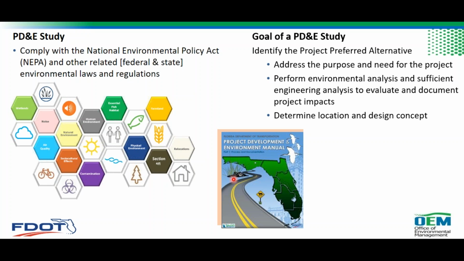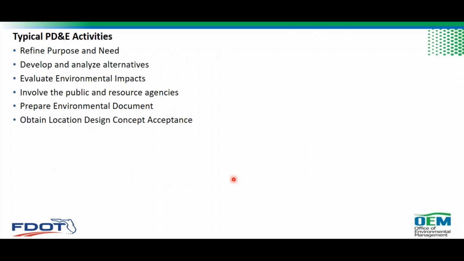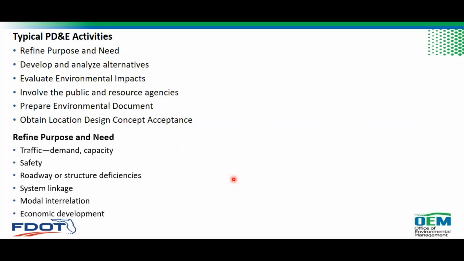We're going to be addressing the purpose and need for the project during the PD&E study, and also performing extensive environmental analysis consistent with the issues for that project, and also performing engineering analysis sufficient to evaluate and document project impacts. The ultimate goal of a PD&E study is to determine the location and design concept. Of course, that's a preferred alternative which is to be implemented. Typical activities done during PD&E are purpose and need, alternative analysis, evaluation of impacts, public involvement, then preparation of the environmental document, and of course, we obtain approval through location and design concept acceptance.